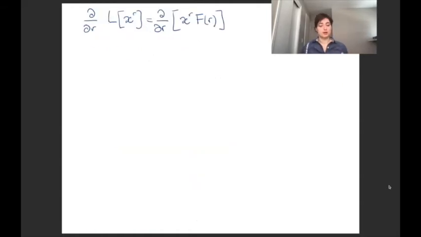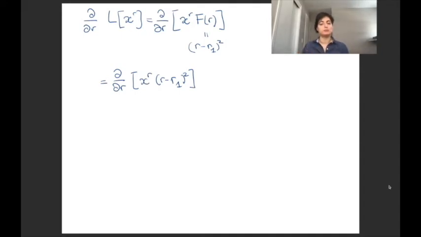Let's look at this. We're computing the differential operator at x to the power r, and we're taking the derivative with respect to r. But the differential operator at x to the power r, we have seen, is actually the same thing as f of r times x to the power r, where f is the function we use to determine r.